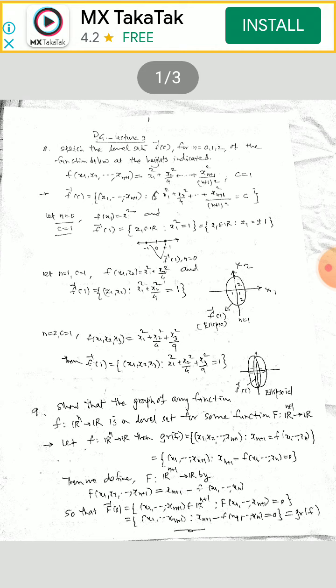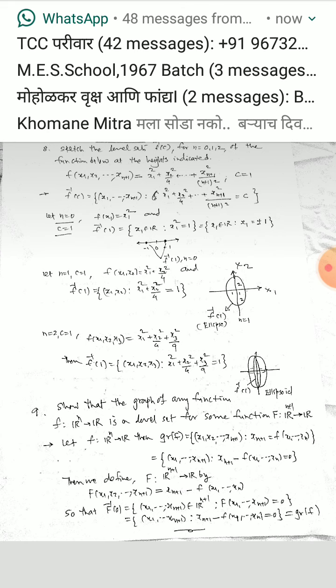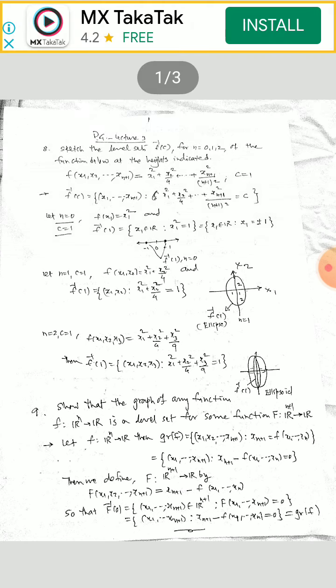Hello, good morning everybody. This is lecture 3 of DG. Let us take one or two more examples. Example number 8. Sketch the level sets F inverse C for n equal to 0, 1 and 2 of the function which is given below at the heights indicated.